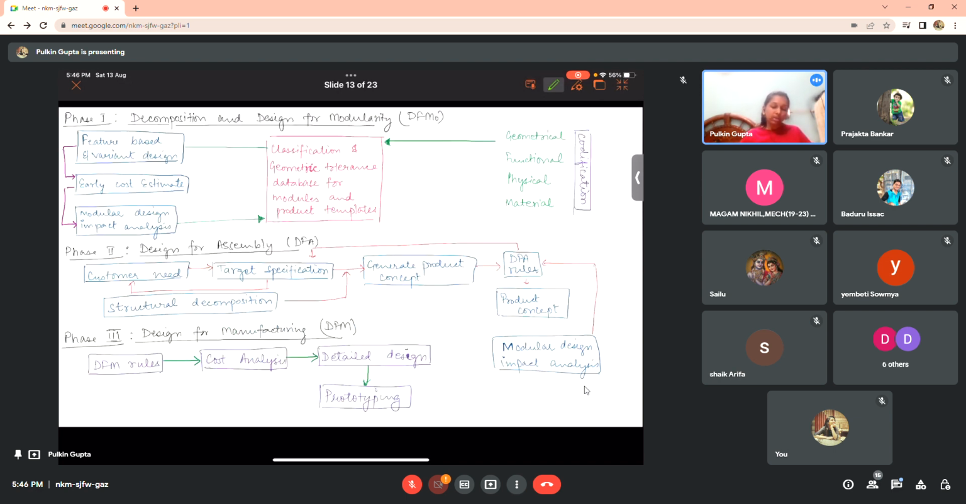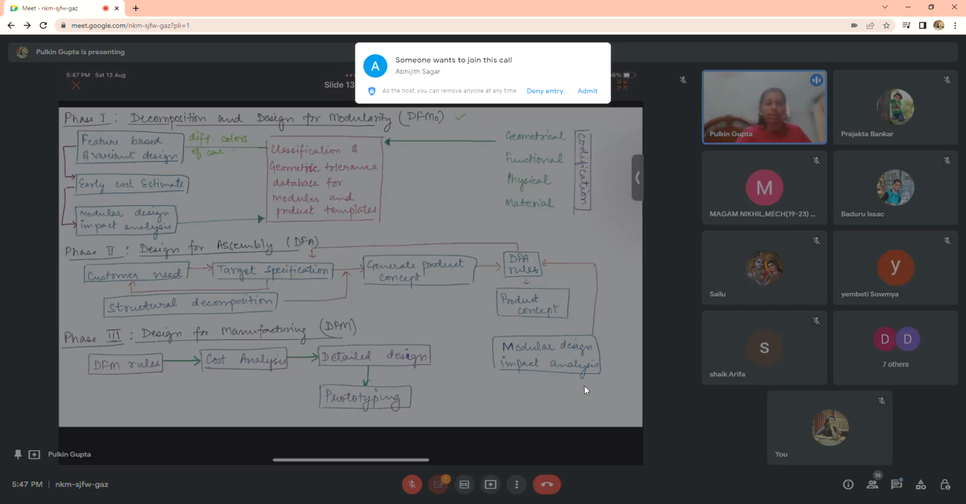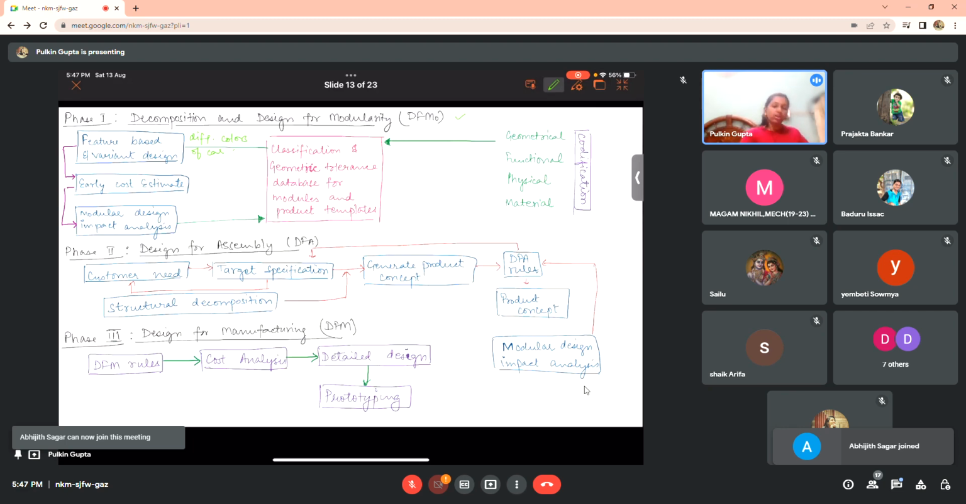Now we have three phases for design for modularity. First one is decomposition and design for modularity, wherein first we have feature based and variant design. So for example, different colors of the car or your mobile phone. Okay, so one is having AC, one is non-AC, like that. Then you have early cost estimates. So suppose you have decided on the designs, what all designs or variants you'll be having. So you estimate an early cost. So okay, projected cost can be this much. Then you have modular design impact analysis to see if it is a feasible design, feasible cost, feasible functionality.